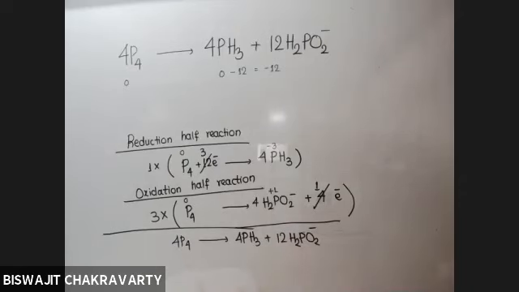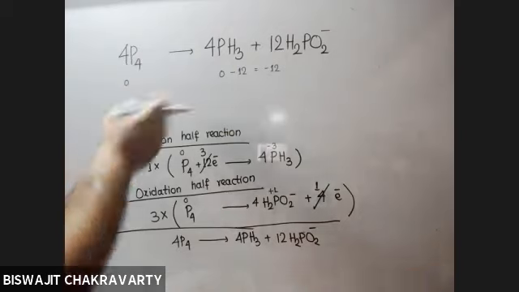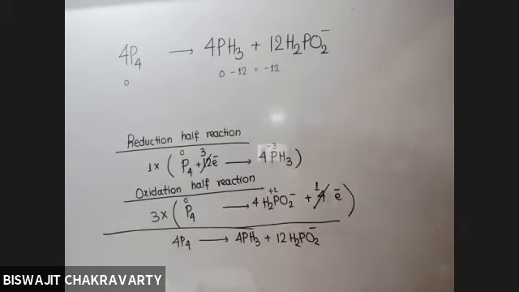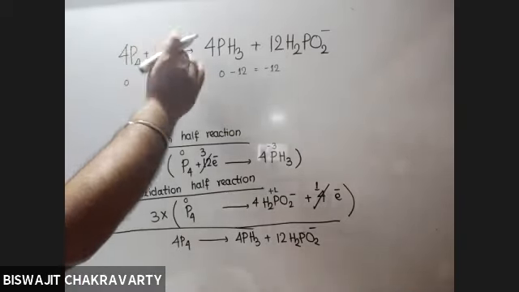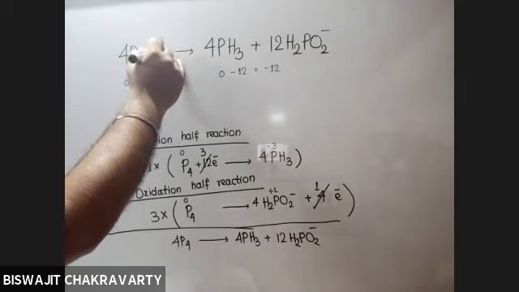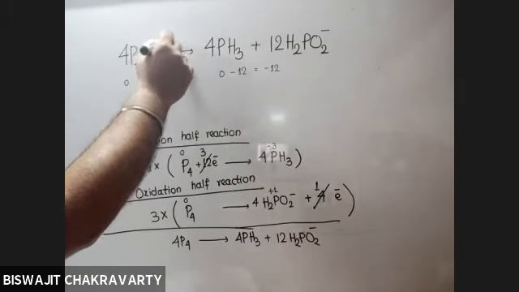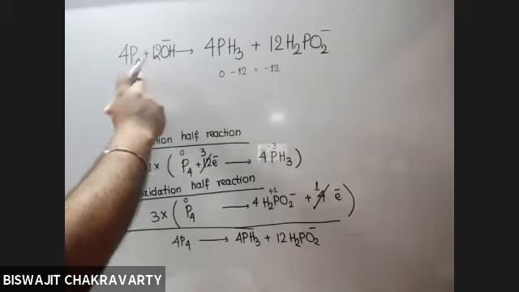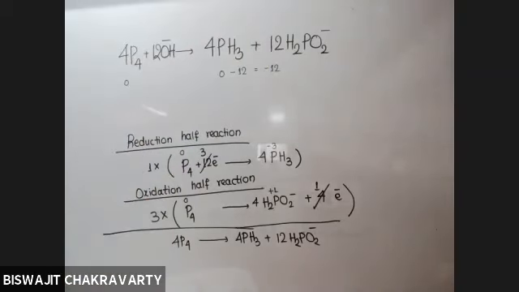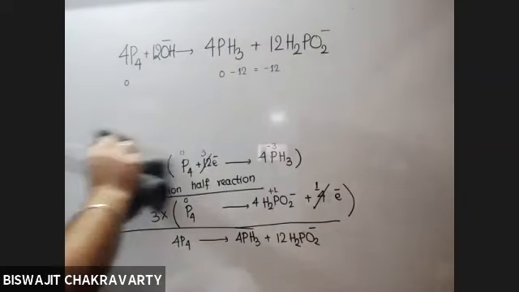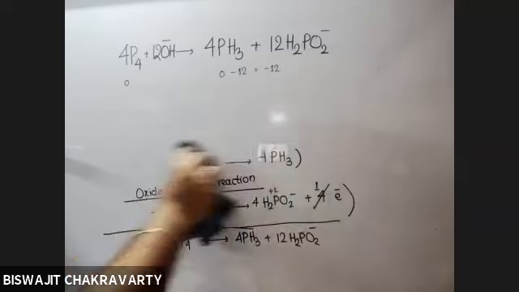Where should I add OH minus and how many? On the right or on the left? Left. Will it not be 12 OH minus? Yes, sir. This is also -12, that is also -12.